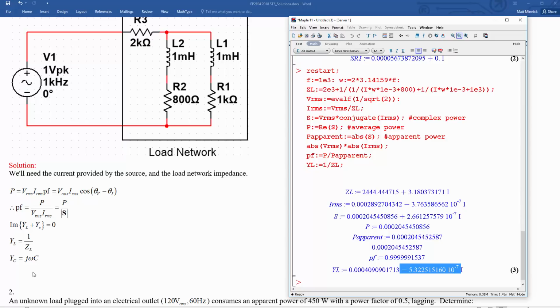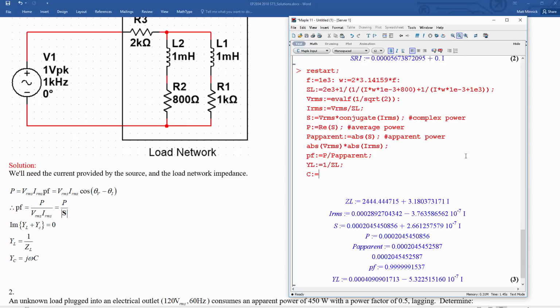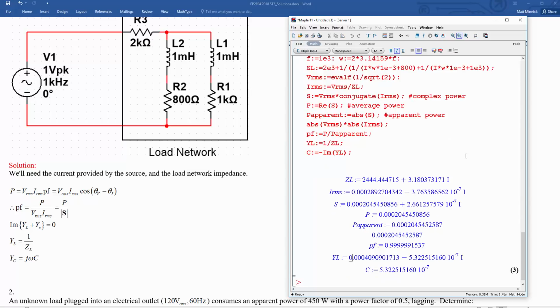And that means we need omega C to be equal to negative this. So that means C should be equal to negative the imaginary part of YL. Let's first just see that that's working. Okay, negative the imaginary part of YL divided by the frequency. So there we go, there's our capacitance that we're going to need to add in parallel. And now we can check.